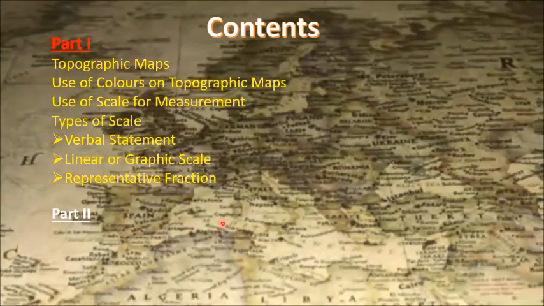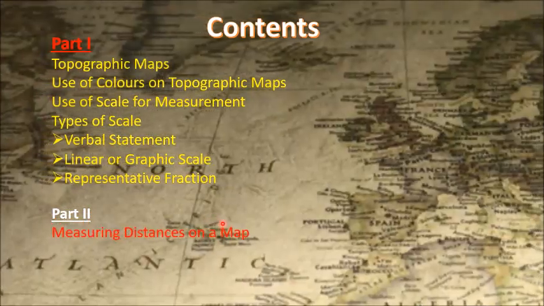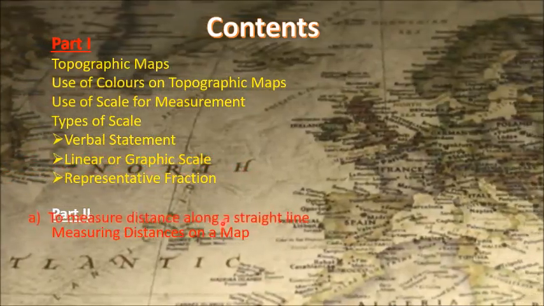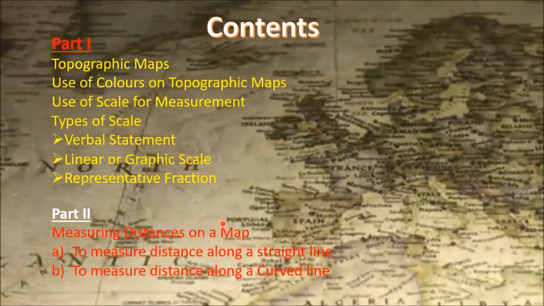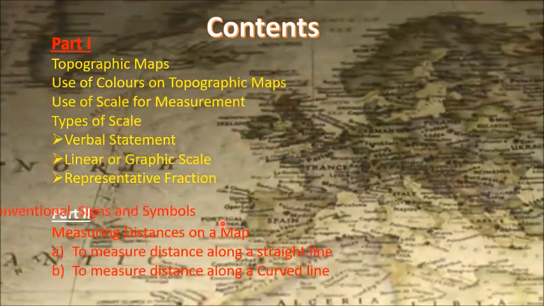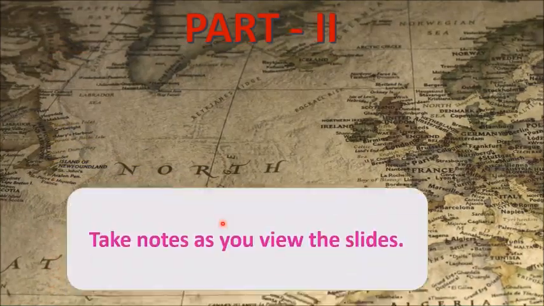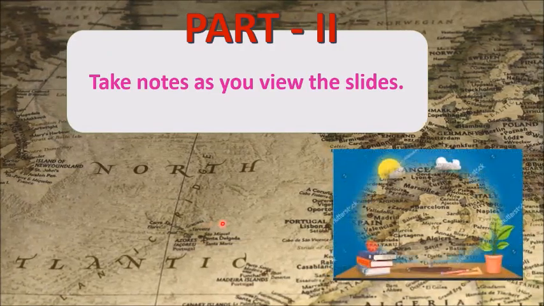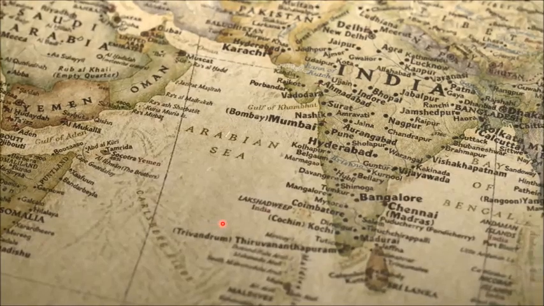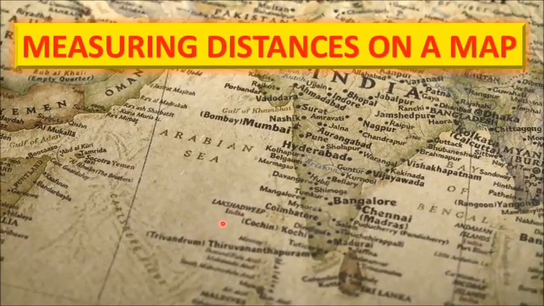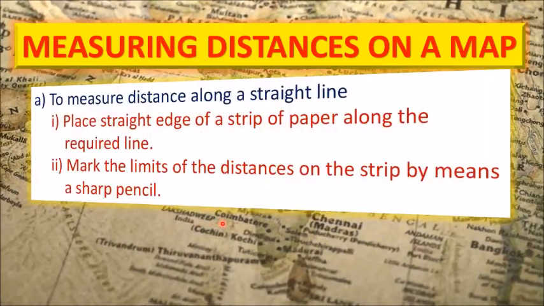Today we are going to learn the topics under part 2: measuring distances on a map, to measure distance along a straight line, to measure distance along a curved line, and conventional signs and symbols. Now let's learn about it in detail. Measuring distances on a map. The following methods are used to measure distances on a map.